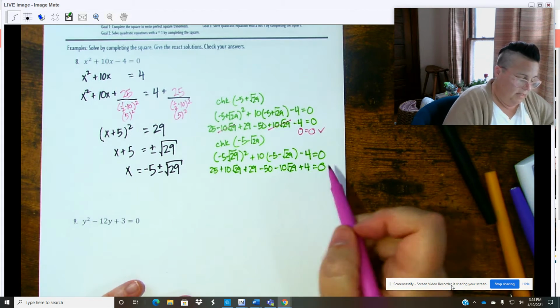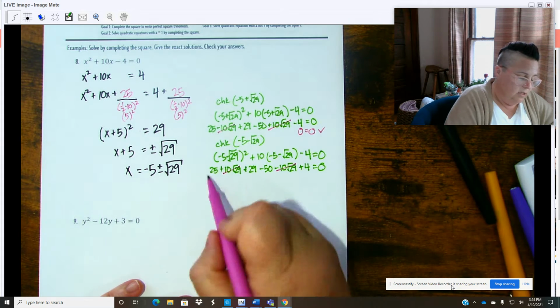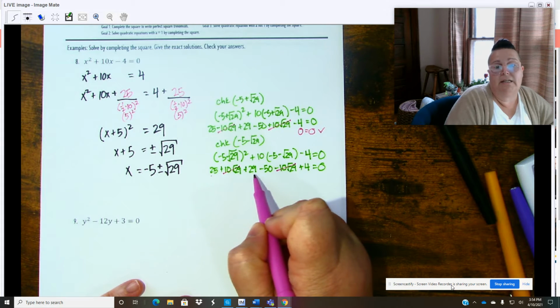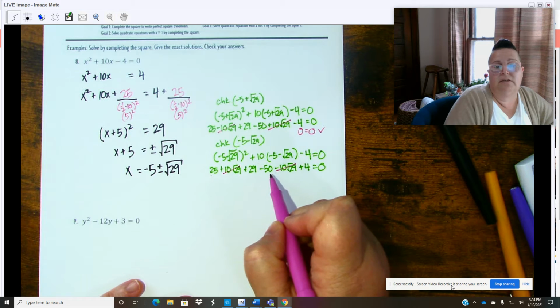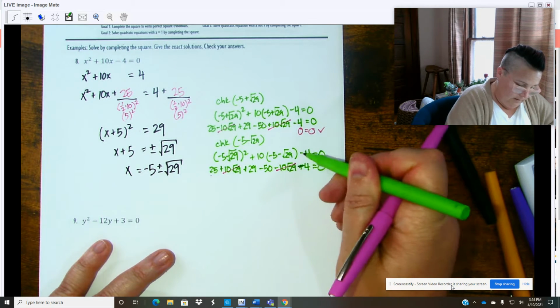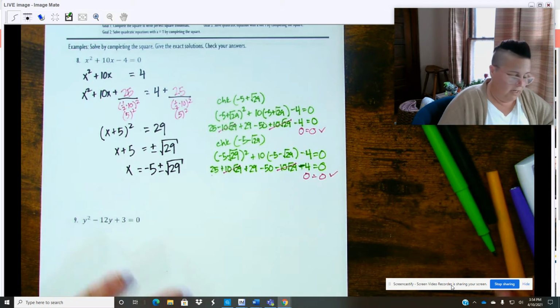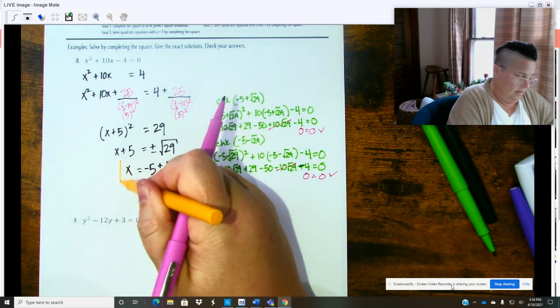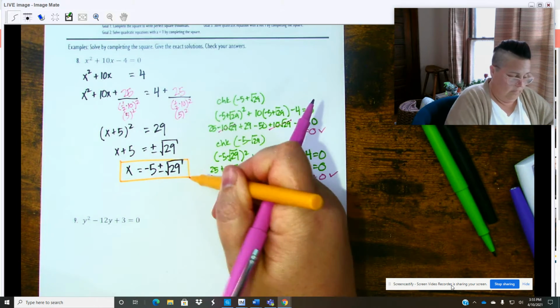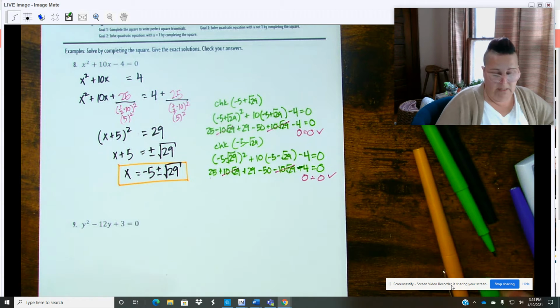So I put all that in. 10 square roots of 29 minus 10 square roots of 29 cancels. 25 and 29 is 54, minus 50 is 4. That is a minus 4. 4 minus 4 is 0, equals 0. So I know they check. And there we go. That's negative 5 plus or minus the square root of 29.